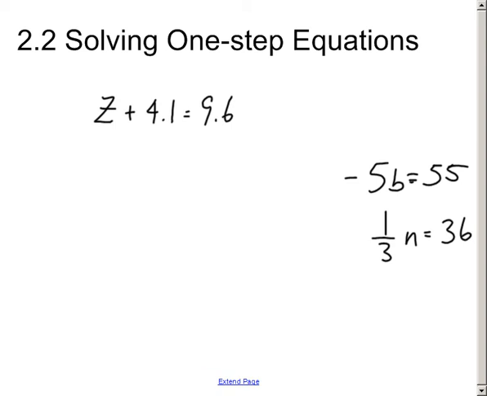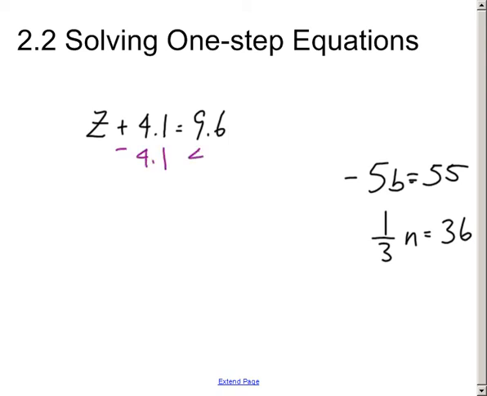Alright, here's another one. z plus 4.1 equals 9.6. And again, we want to collect the like terms. We want to collect the 4.1 and the 9.6 because they're both just numbers. In order to get it to the far side, I have to get rid of it over here, so I need to subtract 4.1. And I need to do that to both sides so the equality stays equal.